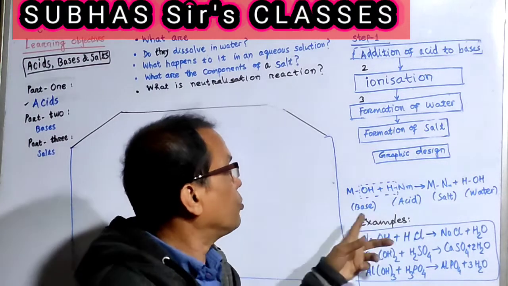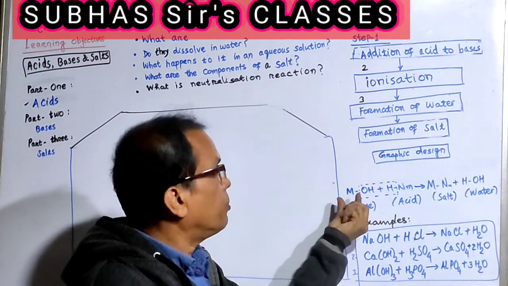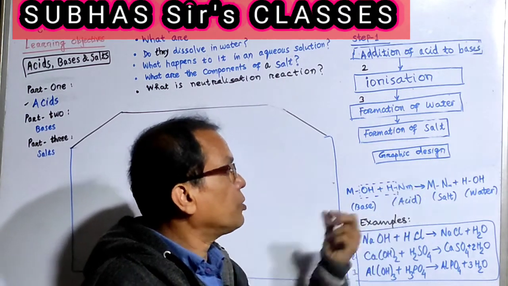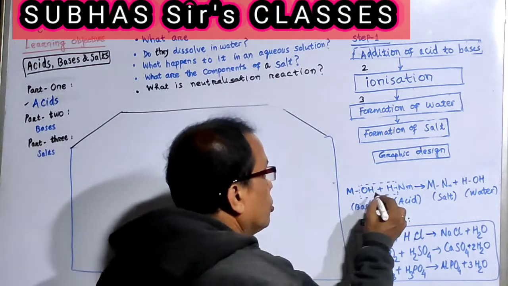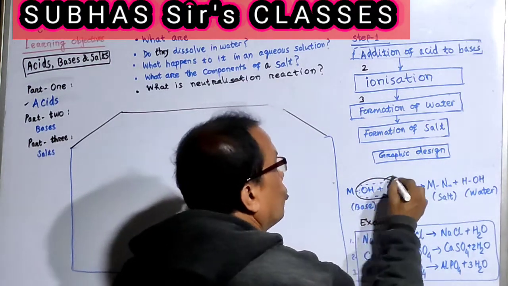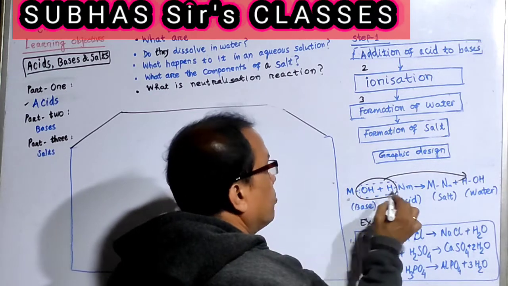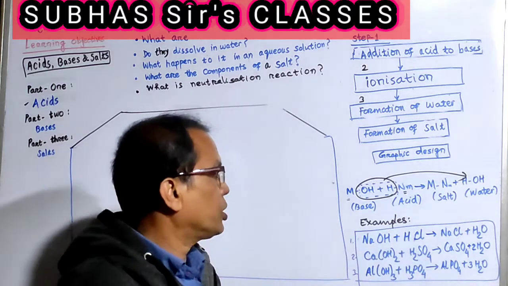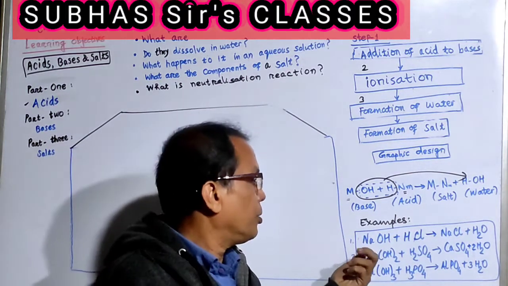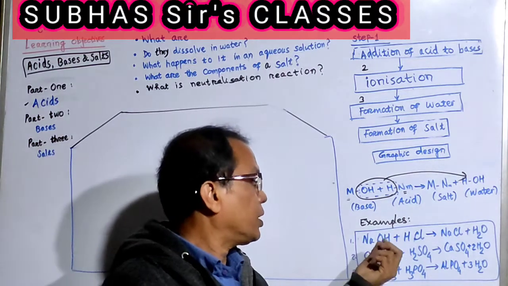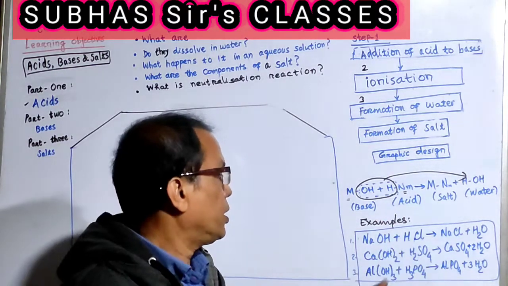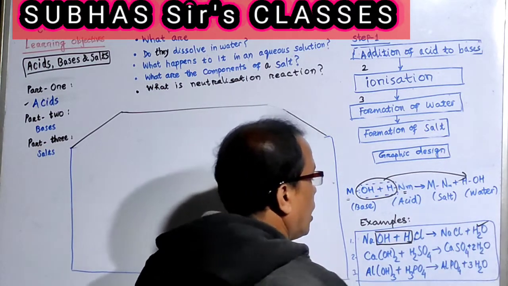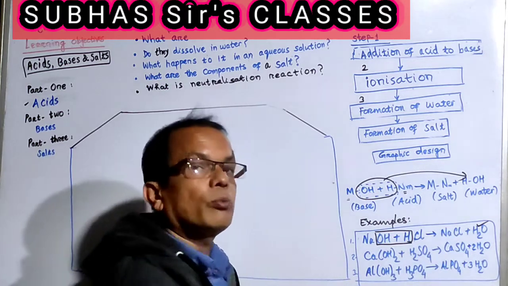And graphically you can see a base looks like this, metallic ion and OH- ion, and an acid looks like this, H+ ion and non-metallic ion. So whenever they form, this part is taken away as water, and the remaining things, metal ion and non-metallic ion, they form a salt. Some examples are here. If you add a monoacidic base like NaOH and a monoprotic acid like HCl, then you can find these two are forming a water molecule, and the remaining Na and Cl combining to form sodium chloride.